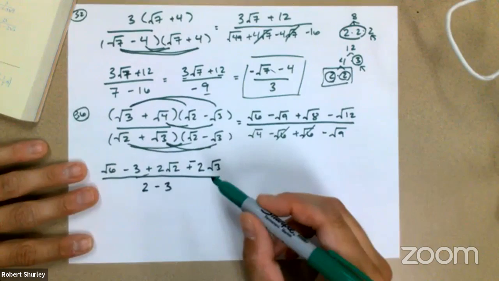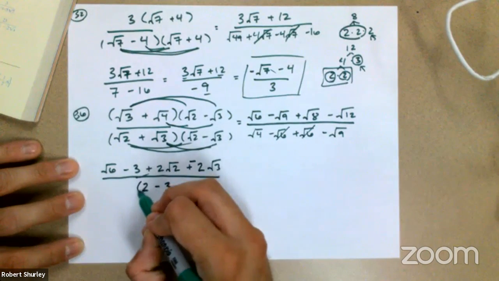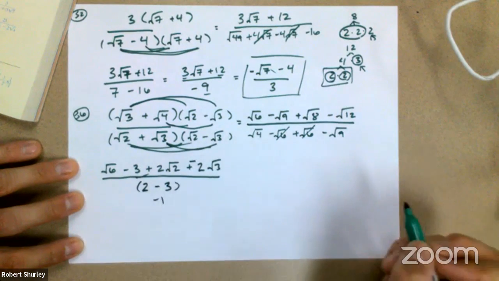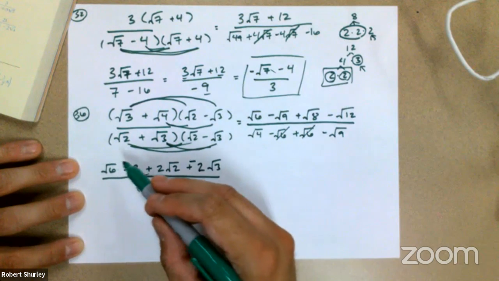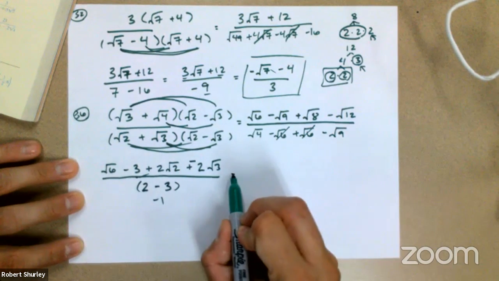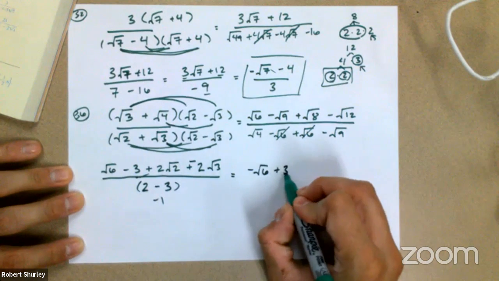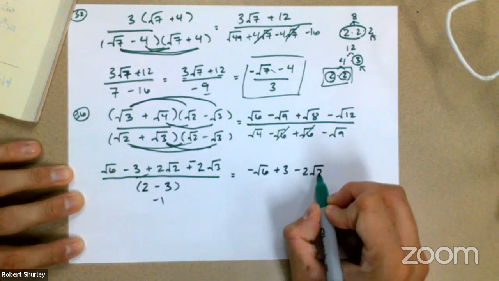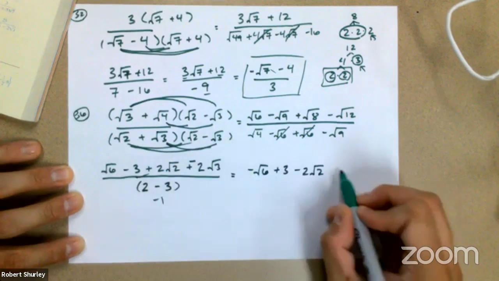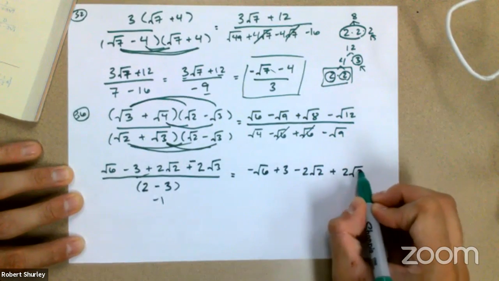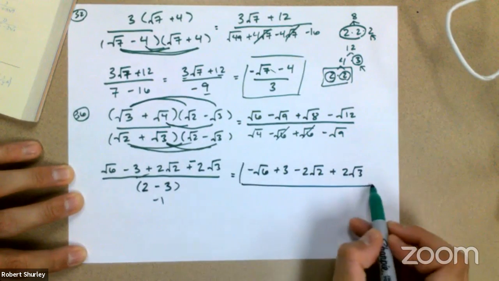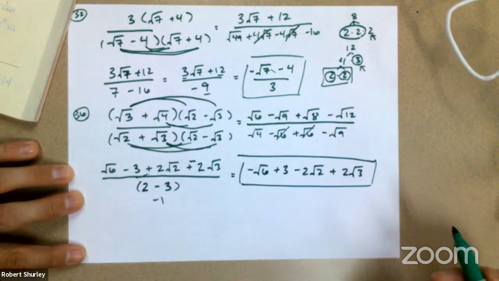Now, I don't want to write all this again, so I'm going to be a little lazy. This winds up being negative 1, right? So I'm going to divide everything in the numerator by negative 1. So I get negative square root of 6 plus 3 minus 2 square root of 2. And then actually this winds up being a positive 2 square root of 3. And we're done.